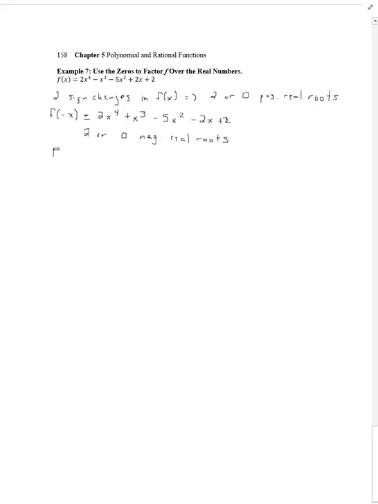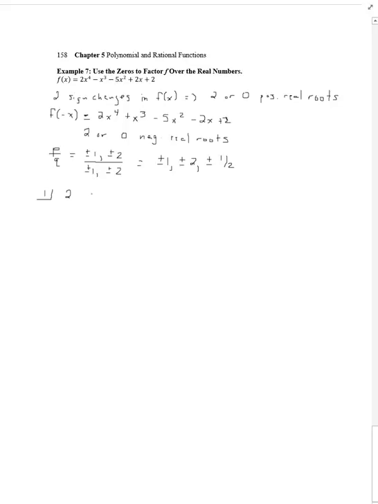Okay, so our P's over Q's. Let's see, we've got plus minus 1 and plus minus 2 over plus minus 1 or plus minus 2, which gives us plus minus 1, plus minus 2, and plus minus 1/2. Okay, so let's just start testing. Let's test 1, and I think that's going to give us a 0. In fact, I know it is because I've already worked these out.